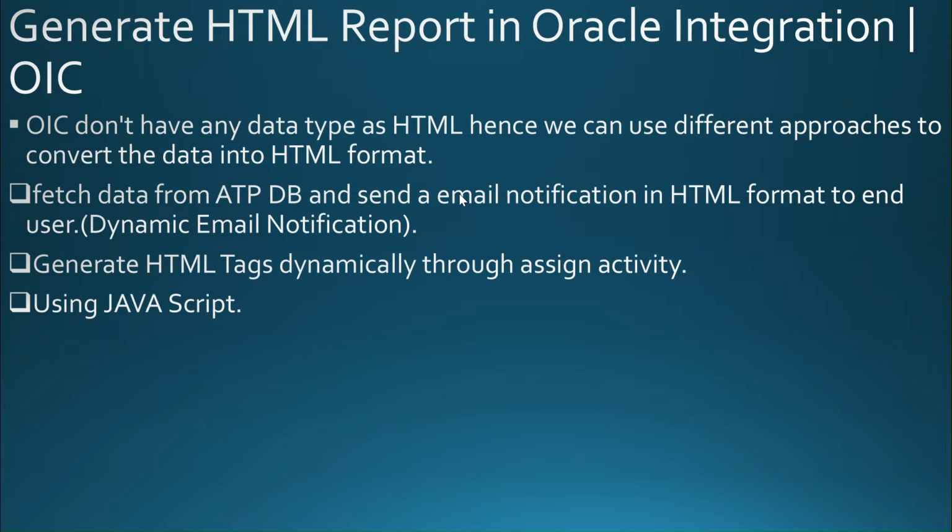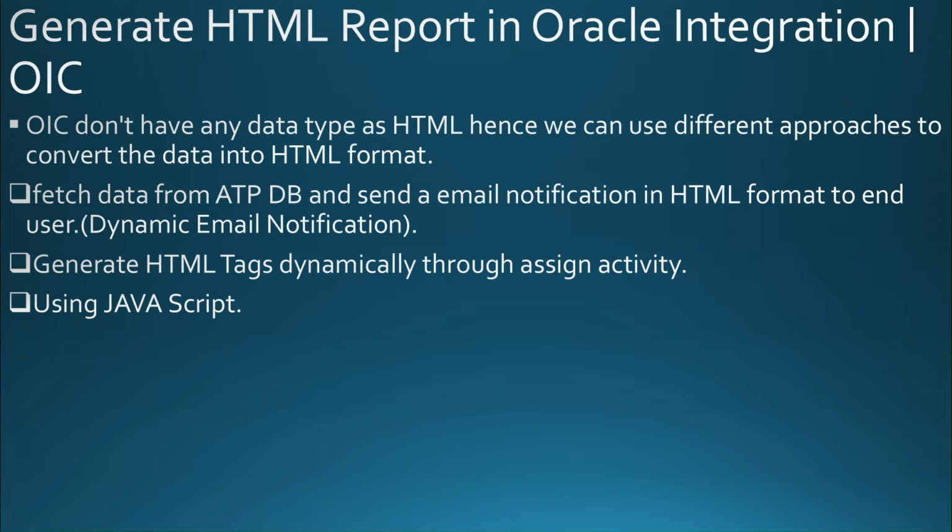So OIC doesn't have any data type like HTML to handle this situation, right? So programmatically we can convert the data into HTML format. There are different ways we can manage to send the data in HTML format. The first scenario, you can fetch the data from ATP database tables and send a notification in HTML format. That means a dynamic email notification. And also you can generate the HTML tags dynamically through an assign activity, or you can write JavaScript to generate an HTML format. Alright.